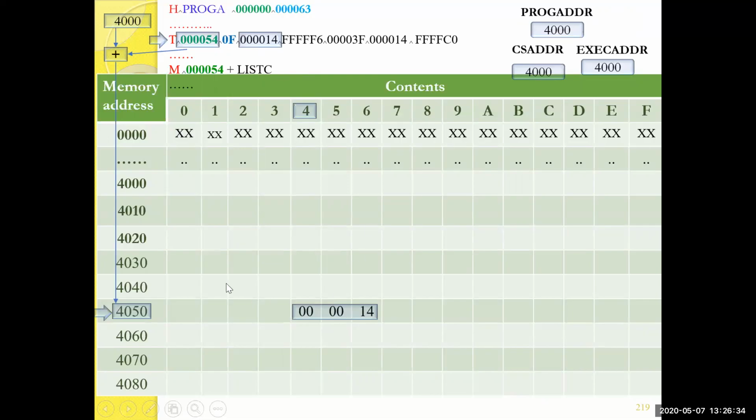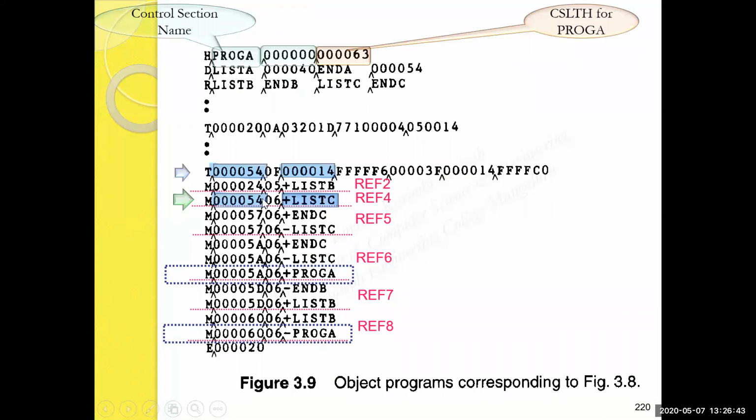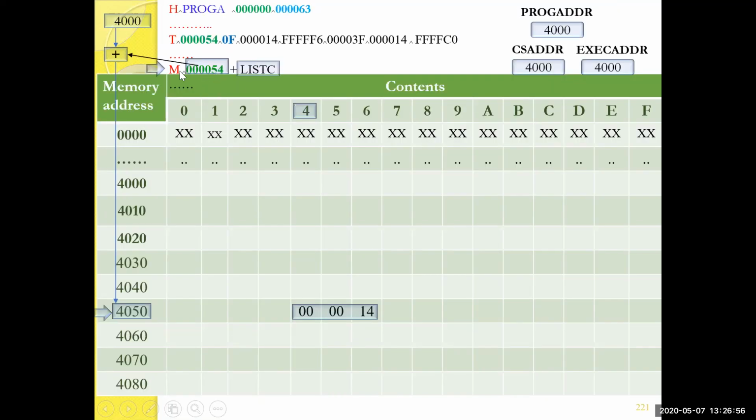So we have just seen that at the location 4054, 14 has been loaded when the text record is processed. Later, when the modification record is processed, the value of list C has to be added at the indicated location, plus the starting address for programming. So the modification record says that at the location 54, add the value of list C. But this 54 is a relative value, so we need to get the actual value where list C has to be added by adding the starting address for program A. Starting address for program is 4000. So 4000 plus 54 is 4054. At this location, value of list C has to be added.